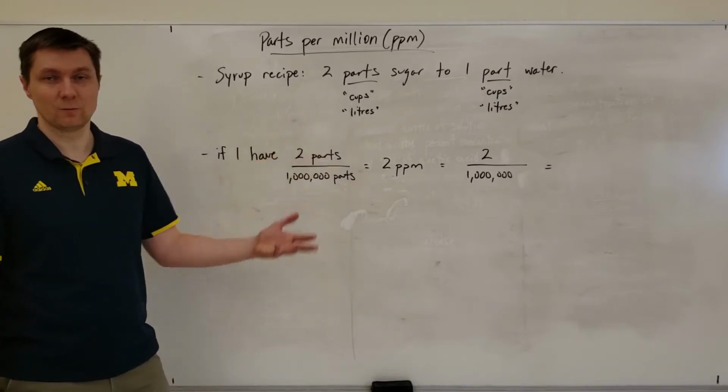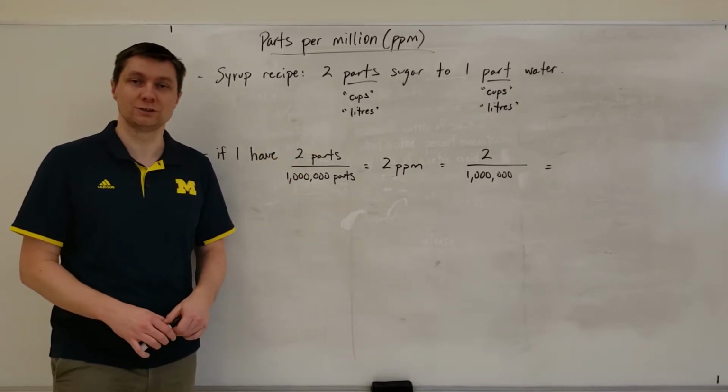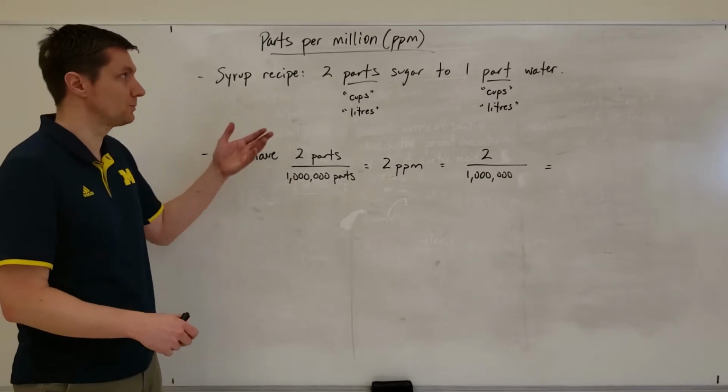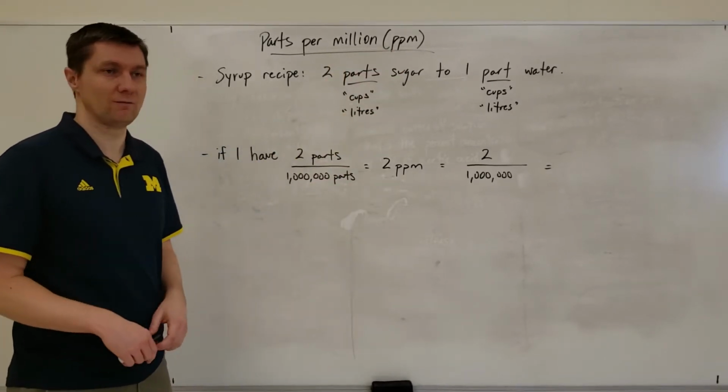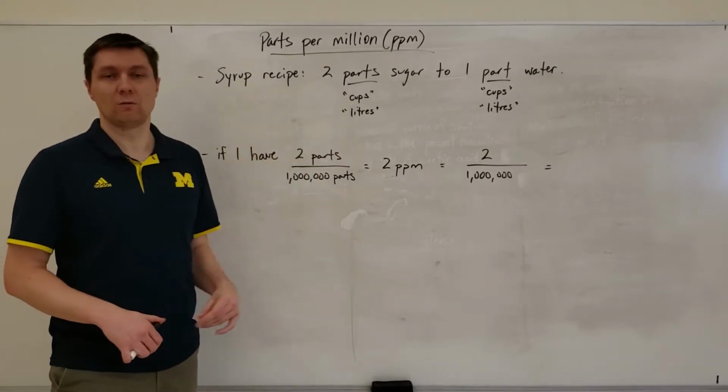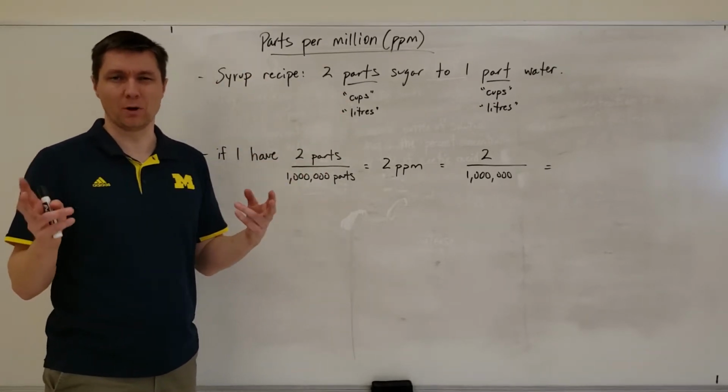So we're back with the second way on how to calculate concentrations. The second way, if you remember, is parts per million, usually denoted by ppm as the unit for that. Here's the analogy that I want to use to help you understand this concept of parts.